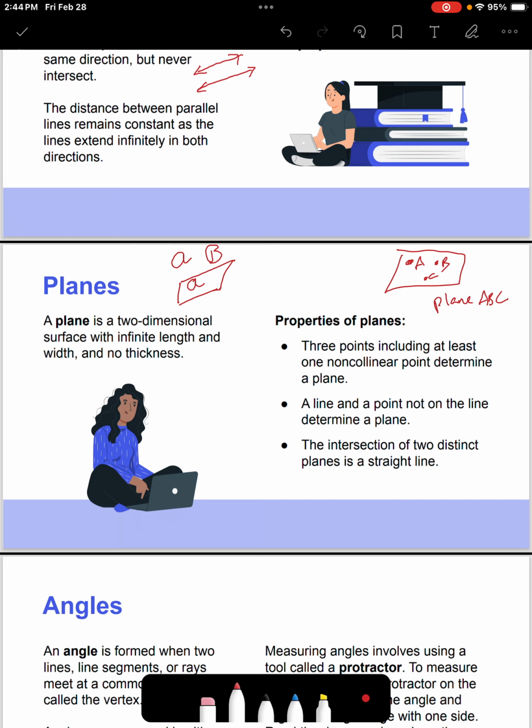Notice how there are 3 points, and they're non-collinear, which means they're not on the same line. So collinear means they're on the same line. Non-collinear means not on the same line. A line and a point not in the same plane determine a plane. The intersection of two distinct planes is a straight line.